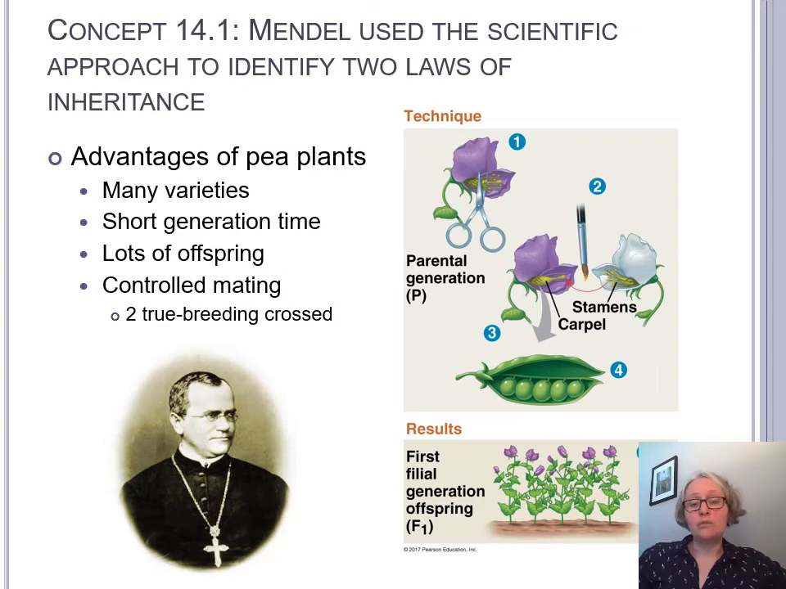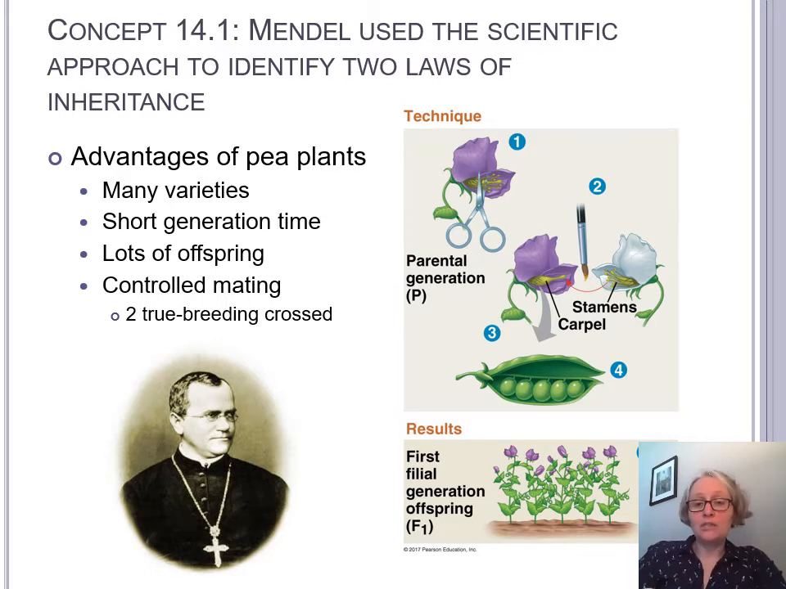Mendel worked with pea plants. This was a really good choice for him because as he looked at inheritance patterns, one advantage was that there were lots of varieties. So he could go to the local seed store and he could buy peas that were purple or white or green or yellow. They have a short generation time, so he could easily get offspring. You could get lots of offspring, and it was easy to control mating.